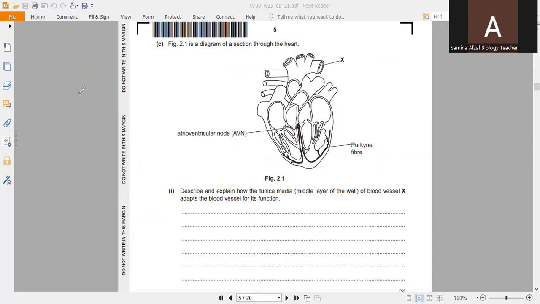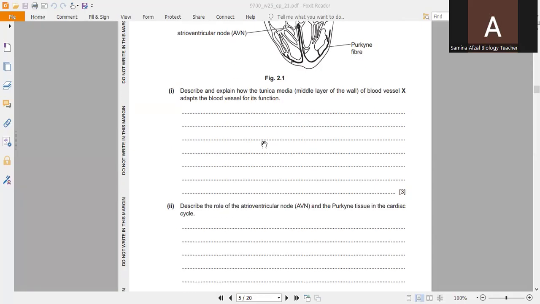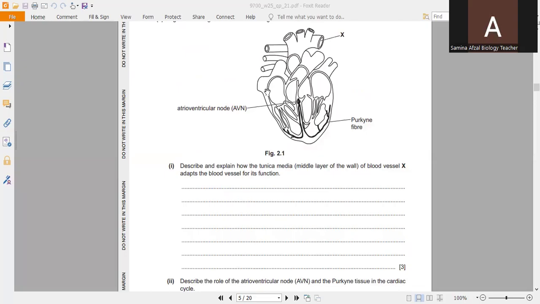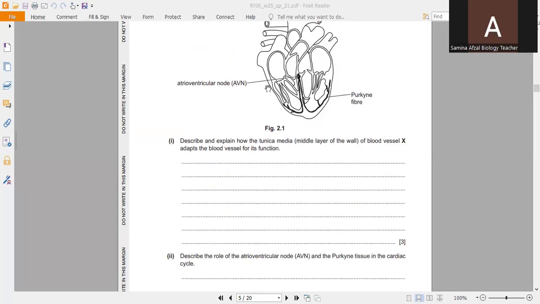Here you can see the atrioventricular node and Purkyne fibres. So, describe and explain how the tunica media, the middle layer of the wall of the blood vessel X, adapts the blood vessel for its function. So this is the blood vessel, adapts the blood vessel for its function. So X is the aorta.